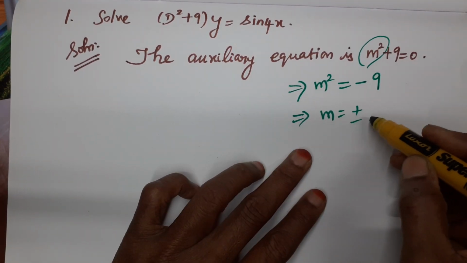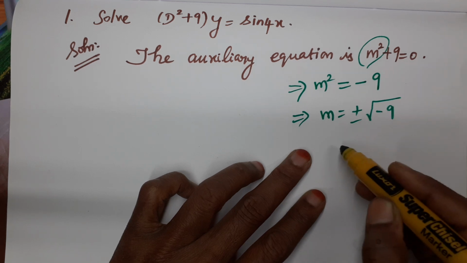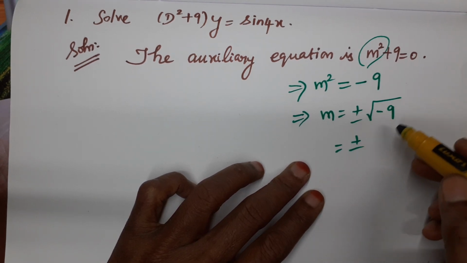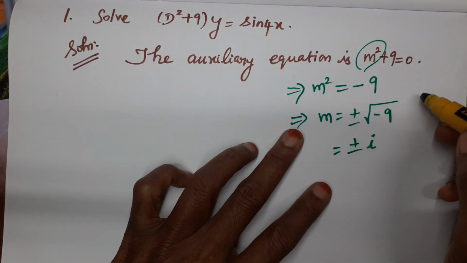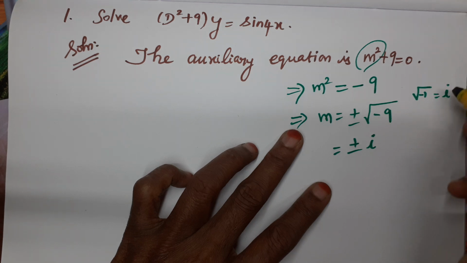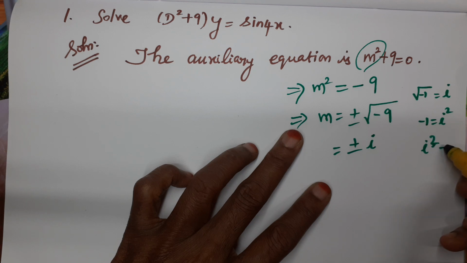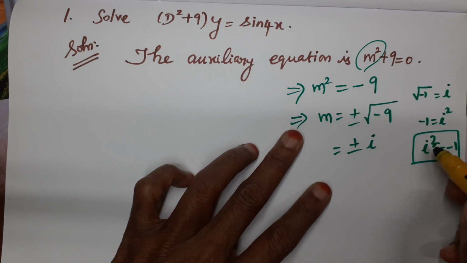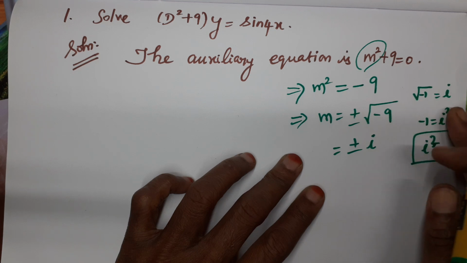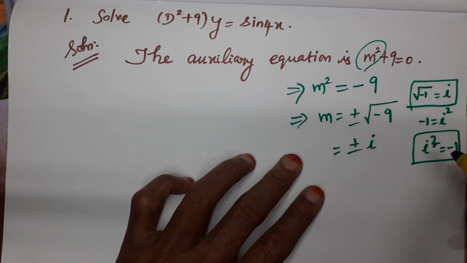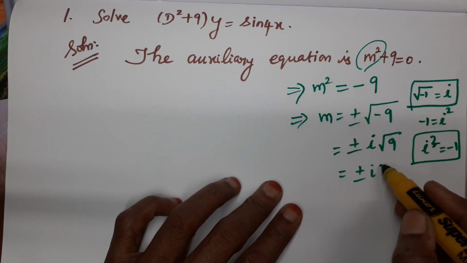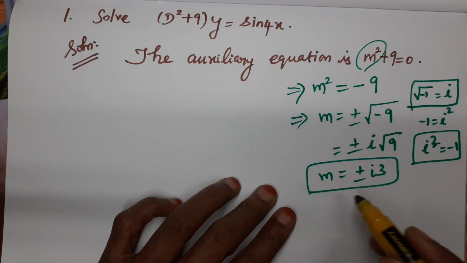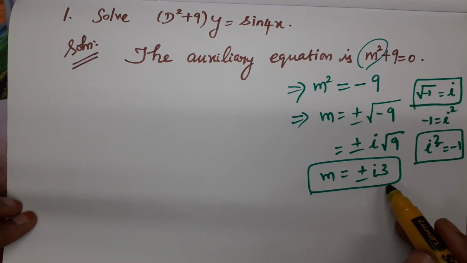which is equal to plus or minus within the root. If you have a negative value, we can write it as i, because root of minus 1 is i, that is minus 1 is equal to i squared, that is i squared is equal to minus 1. So when we take the square root, we have root of minus 1 is equal to i. So within the root we have 9, which is equal to plus or minus i into 3. So m is equal to plus or minus 3i.